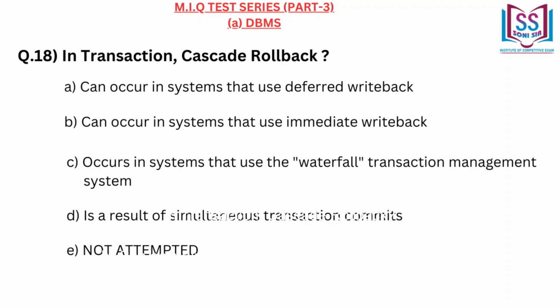In transactions, cascade rollback: A. Can occur in systems that use deferred write-back. B. Can occur in systems that use immediate write-back. C.